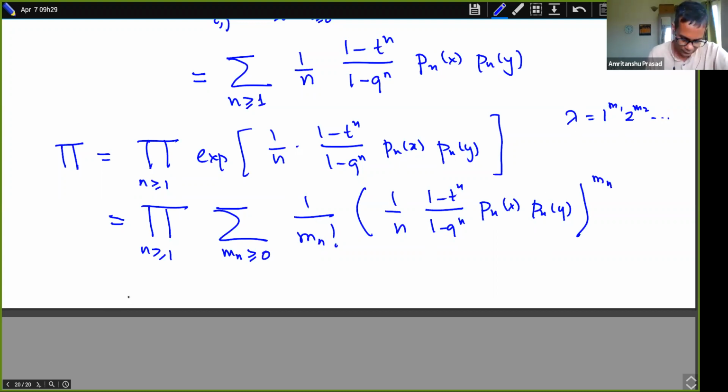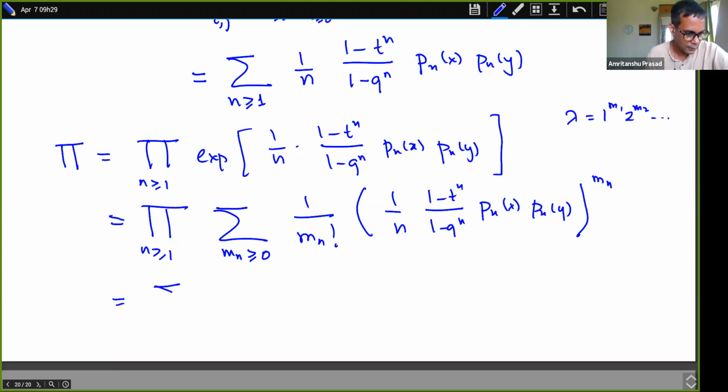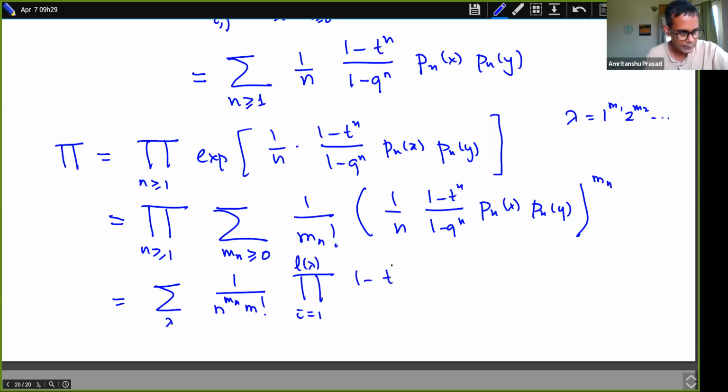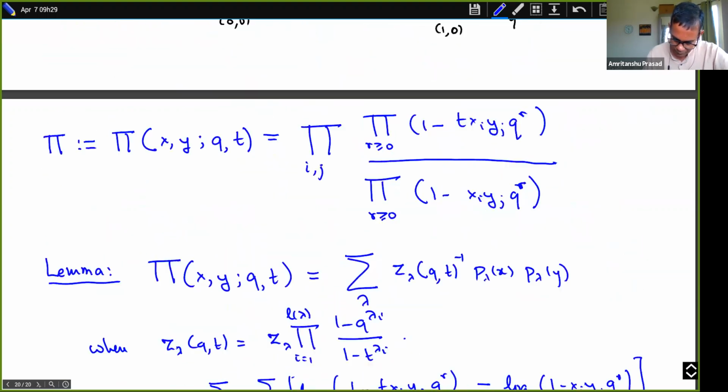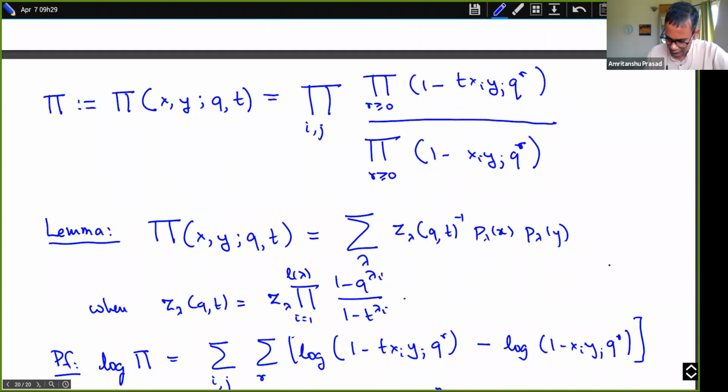So what we get is actually the sum over lambda of 1 over n raised to mn factorial, product i goes from 1 to l of lambda, 1 minus t raised to lambda i, 1 minus q raised to lambda i, p lambda x, p lambda y. And that's what we wanted to prove. This is just z lambda qt inverse. Okay, so this is the deformed version of the Cauchy identity, which will work for Macdonald polynomials.